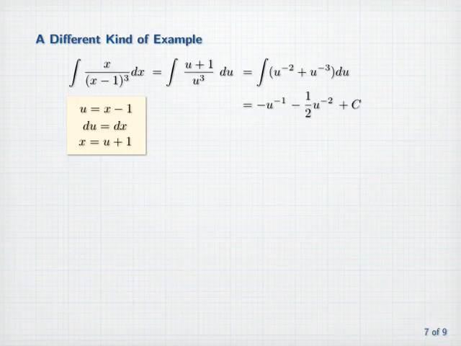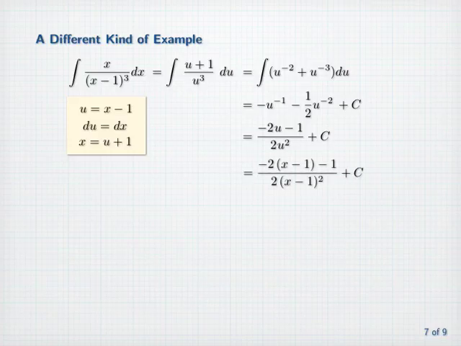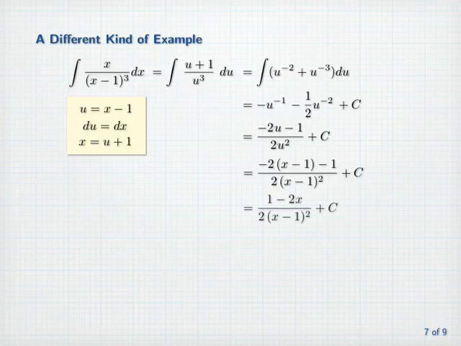Now before we substitute back in terms of x, let's do a little simplification here. Let's notice that our two terms are essentially fractions with a common denominator of 2u squared. The numerator is then minus 2u minus 1. Now let's go back and replace u with x minus 1, and notice that we can simplify our numerator here. It's equal to minus 2x plus 2 minus 1, or 1 minus 2x, and so we have 1 minus 2x divided by 2 times x minus 1 squared plus c.